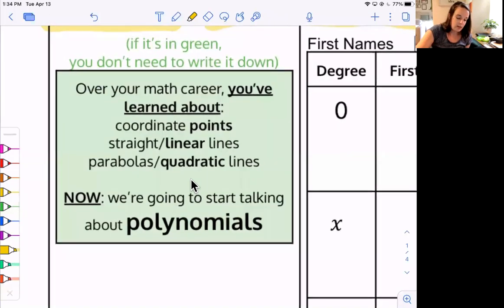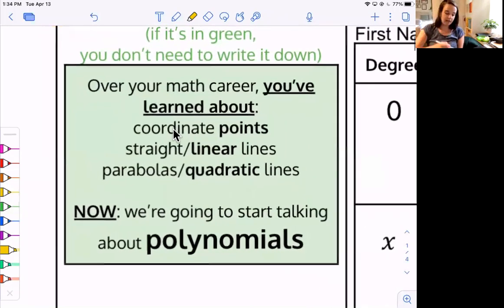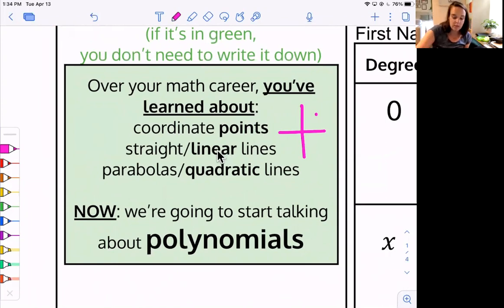So over your math career, we started learning a lot about graphs, right? We learned about coordinate points, like if I have a point like this, maybe that's (3, 2). You probably started with that when you were little. And then you learned you could put points in a line, and when you connected those points, you had a straight line, and that was called linear. There's even the word line in it, linear.